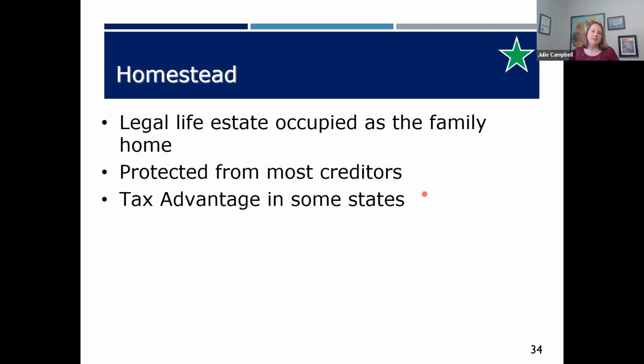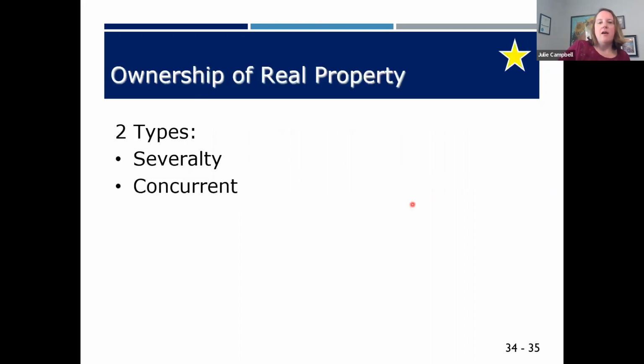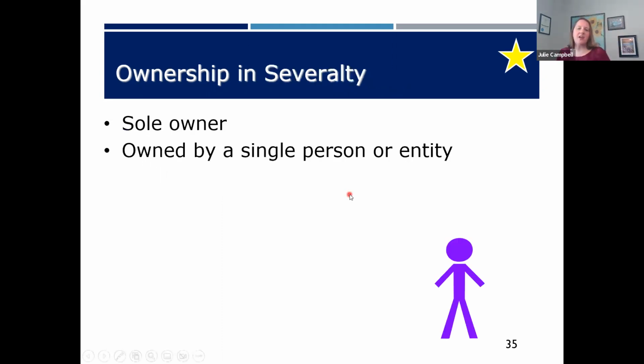So an estate is the type or the kind or the degree of interest that an individual has in the property. Up next, we talk about ownership. How do you own the property? We've already decided what your estate is, what your interest is, but now we need to discuss how you own it. And there are two types of ownership, severalty and concurrent. Ownership in severalty means it's owned by one person or entity.